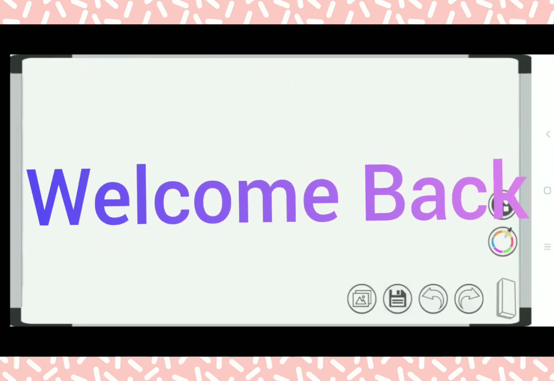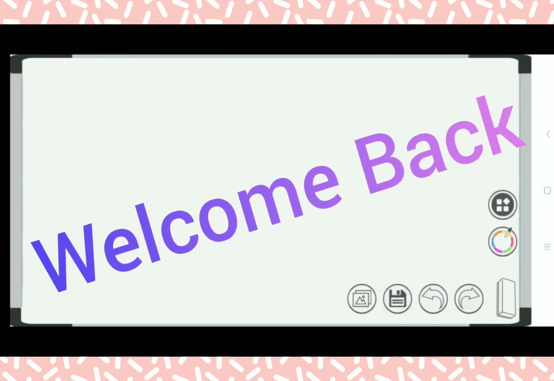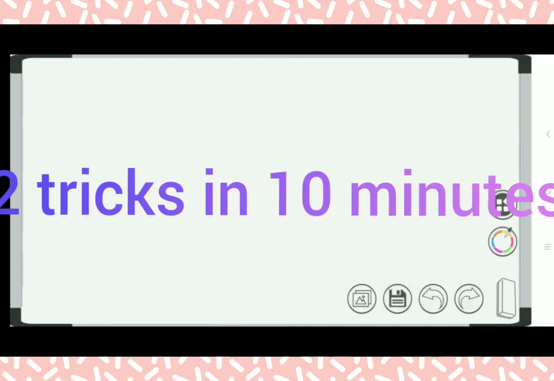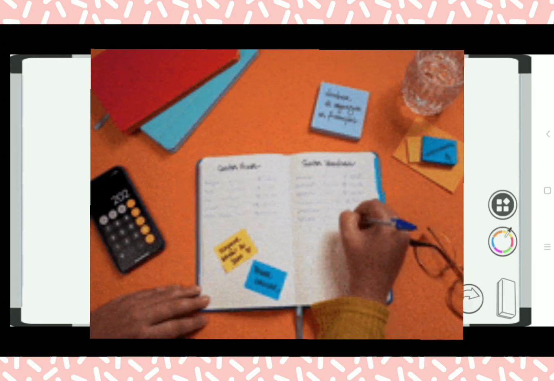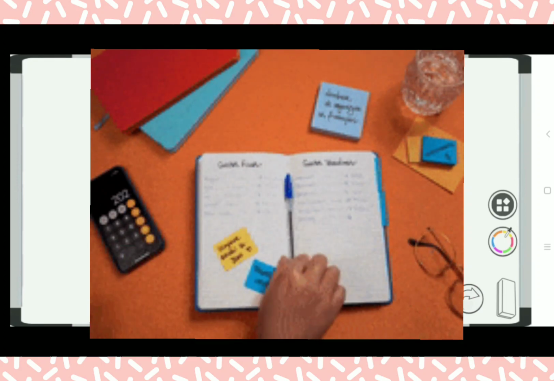Hello everyone. Today we are again back with our short tricks of maths. I promise you we will not take more than 10 minutes for learning two easy and simple tricks of maths which will help you to calculate in a much faster way. So let's start.